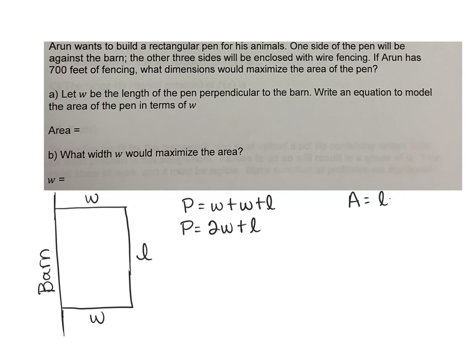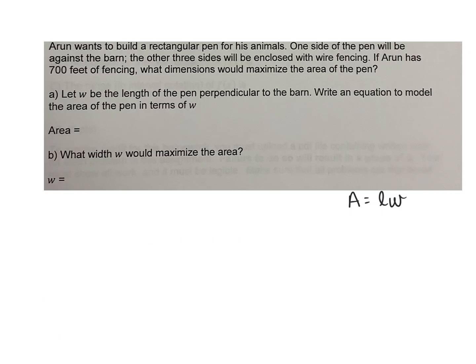So I know that the area of a rectangular polygon is length times width. So what we're going to be doing is looking at, let W be the length of the pen perpendicular to the barn. All right, so we are actually calling that W, just like they told us to. It says to write an equation to model the area of the pen so that it's in terms of W. All right, so this says that we have 700 feet of fencing to use. So that's how much of a perimeter I'm going to have. So I have 2W plus L.